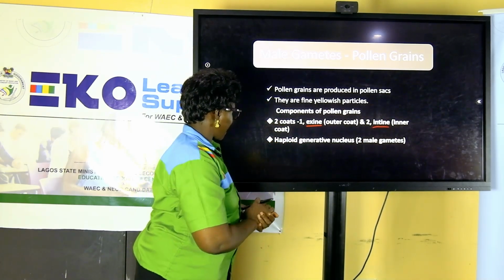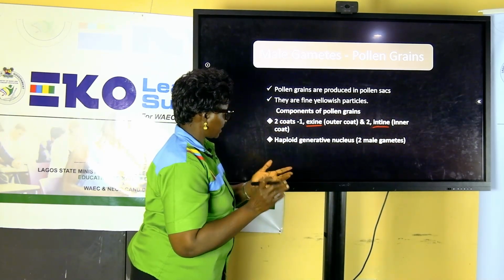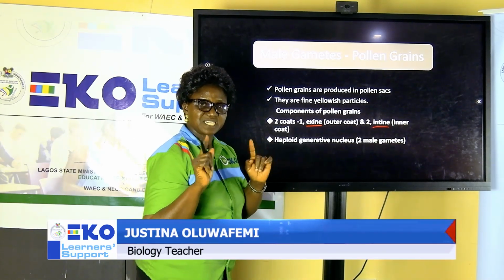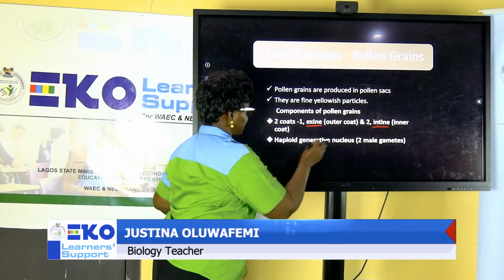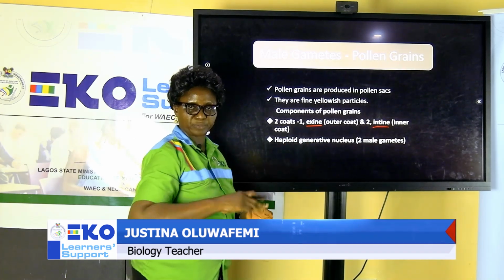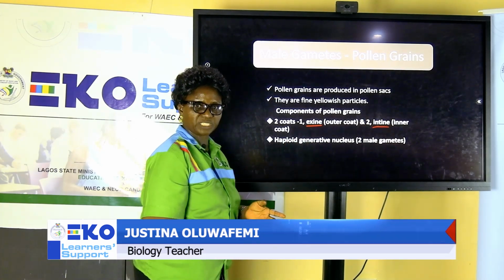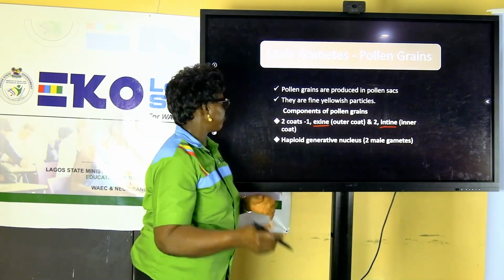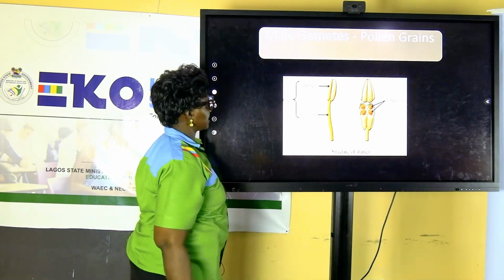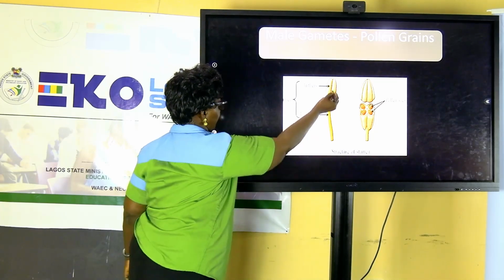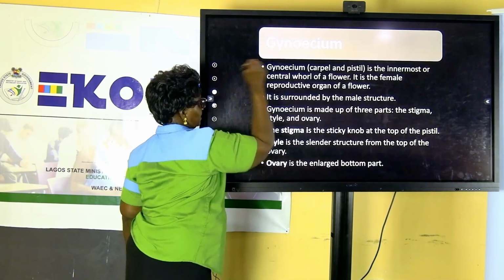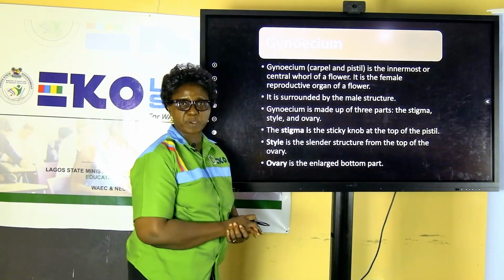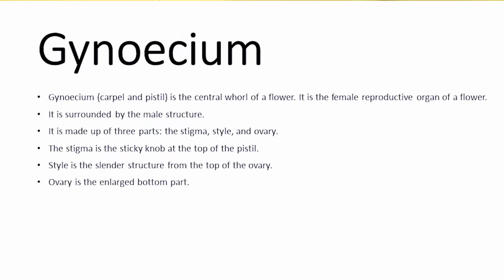Within these two coats, the gametes may occur, producing two different nuclei. We call them haploid generative nuclei. Usually they are male. All of this will be studied when we are looking at pollination and how fertilization takes place. We looked at this earlier on, the anther, filament and the pollen grains. Now we quickly look at the female part, the gynoecium.